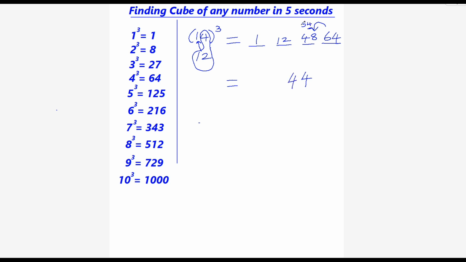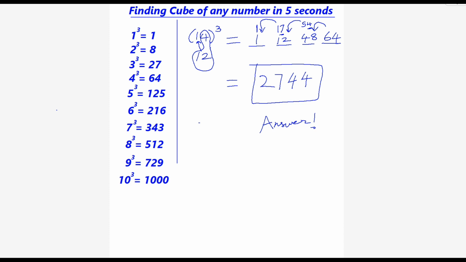4 comes here. And 5, carry forward to the next place. 12 plus 5, 17. Just write the unit place, 7. And 1 is the carry again. 1 plus 1, 2. So 14 cubed is equal to 2744. This is the answer. I hope you understand this technique. Is it not really amazing and quick?